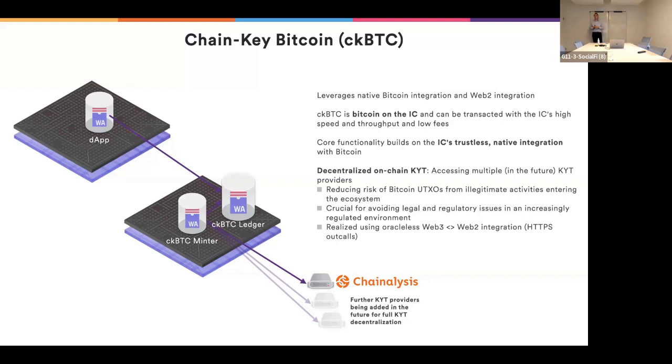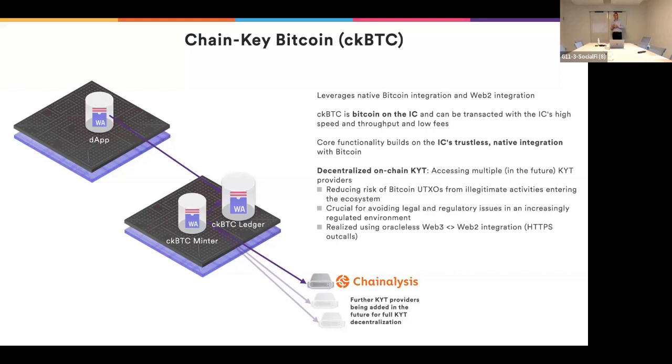And now any decentralized app on the top left here can use this CKBTC ledger to transfer CKBTC tokens on the internet computer, and each CKBTC token is backed by a real Bitcoin on the Bitcoin network. And the backing Bitcoin are held by the CKBTC minter, which is a smart contract. So there's always a guarantee of one-to-one backing of those on-chain tokens.